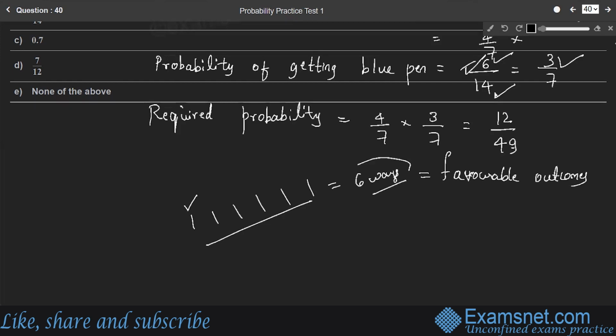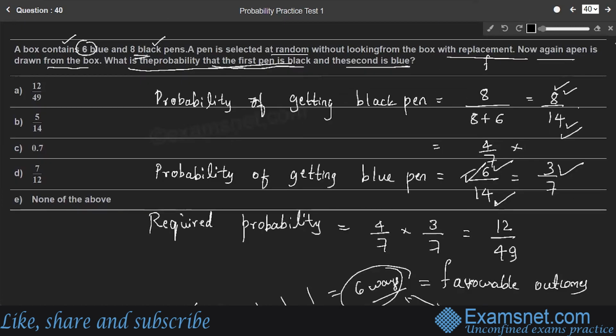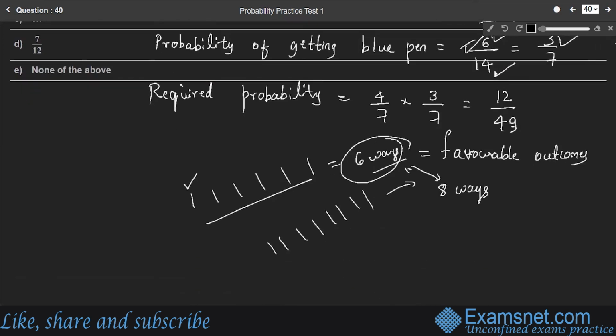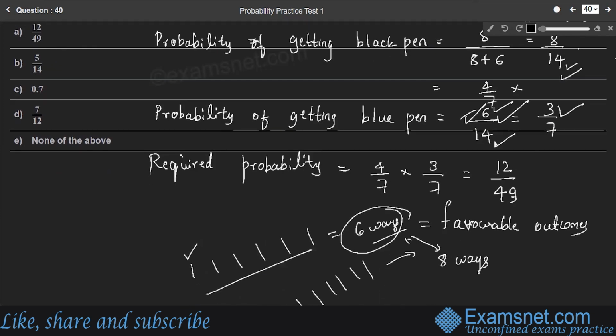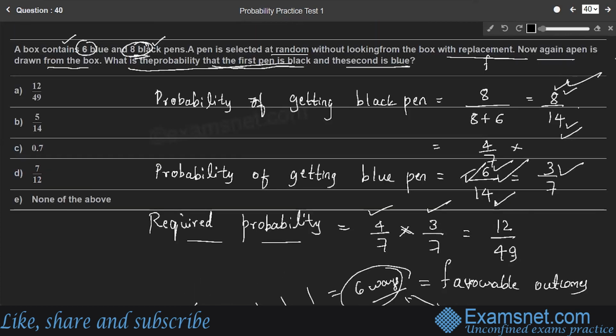One pen can be drawn in how many ways? In 6 ways. Right? Similarly for black pen. Since there are 8 black pens, in how many ways can one black pen be drawn? In 8 ways. Right? These 2 are the favorable outcomes, which we are expecting. So out of the total number of outcomes, that means in how many ways can one pen be selected out of total pens? Total pens are 14. So in 14 ways, right? Therefore, the probability is 8 by 14 and 6 by 14 in the 2 cases. Therefore, the probability of getting these 2 pens is the product of the 2 probabilities. Hence, 12 by 49 is the required probability. Look at the options here. Option A is the right answer.